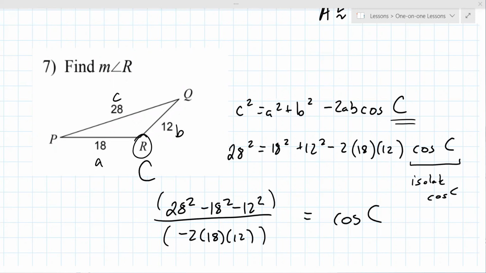-0.73. Okay, so take the arc cosine of that. Oh, yeah, because you gotta undo it. That's right. I get 137. And that's it. Ding, ding. So C is equal to that.